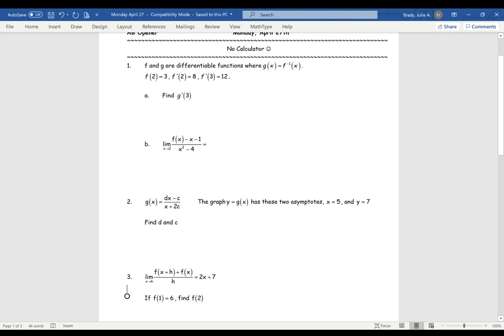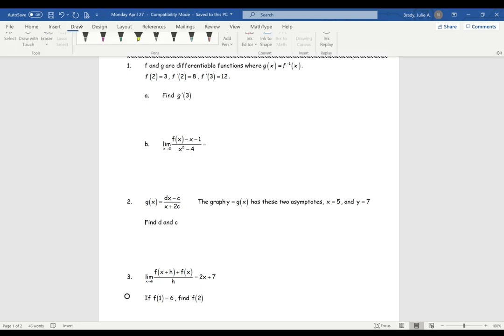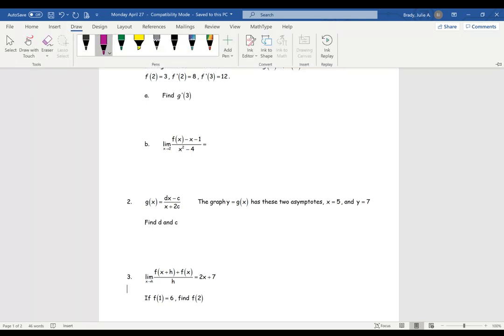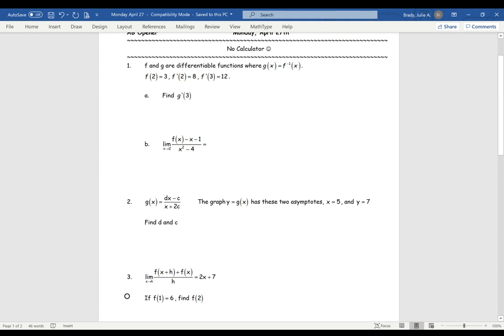Okay, so let's look at these. I don't know if they're going to ask you this one, but they have in the past, and it's kind of a straightforward one. If you've got inverse functions, and you want to find the derivative of one of them, you know that the derivative is 1 over the inverse function's derivative, but not at 3. You have to find where f's output is 3.